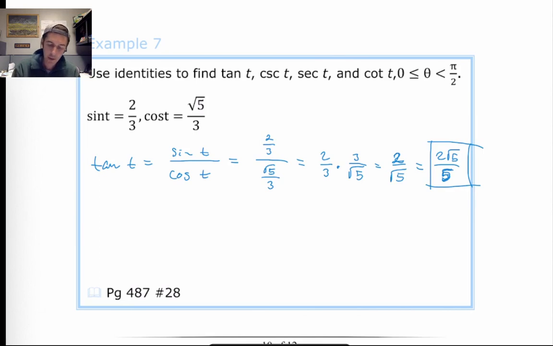So the fact that I took tangent and wrote it as sine over cosine, that's using one of the quotient identities.